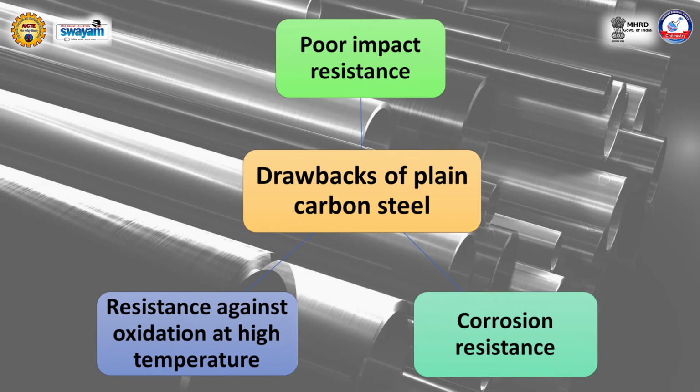Let us now take up the drawbacks of plain carbon steel. Plain carbon steel possesses number 1, poor impact resistance, number 2, poor corrosion resistance, and number 3, poor resistance against oxidation at high temperature.